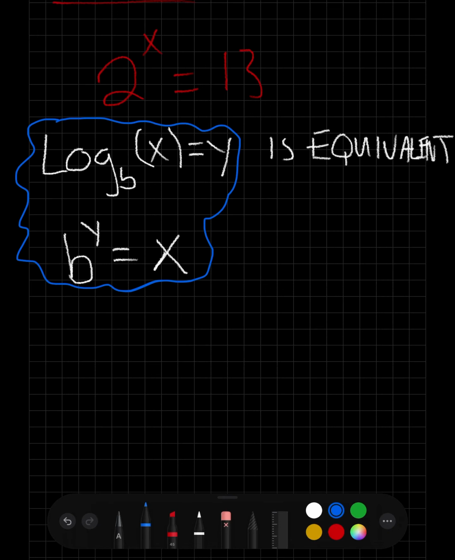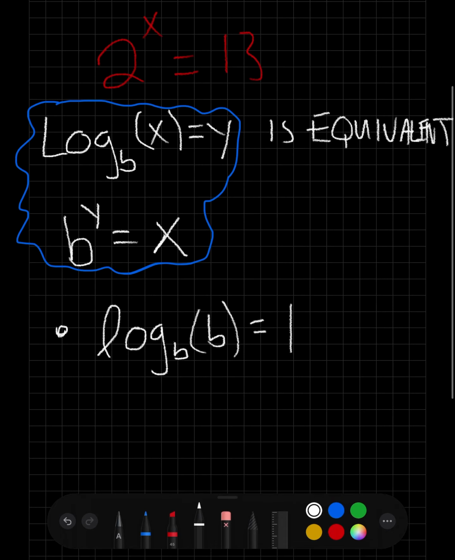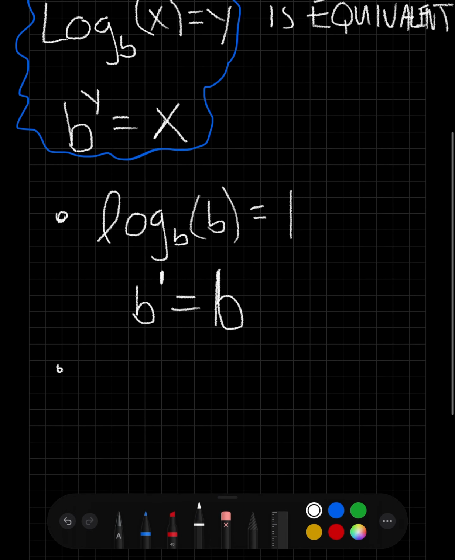For solving 2 to the x is equal to 13, we need another property of logs that we talked about in a previous video, where we said if I take log base b of b, that's equal to 1. I'm going to use my equivalent property to understand why. The log base b of b is equal to 1 is equivalent to saying b to the first power is equal to b. And that's true. I hope that's helpful.